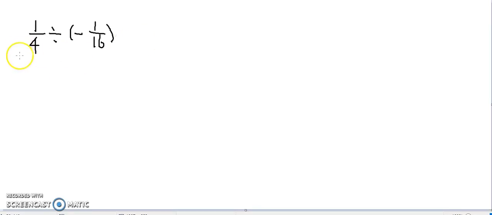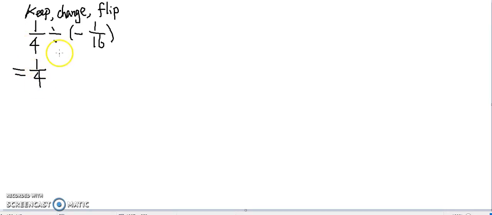So the rule is called keep, change, flip. So you will keep the first fraction and you will change the division sign to multiplication, and then you will flip the second fraction. So following the new order, we have the first fraction, you got to keep it. So let's write down 1/4. Make sure you don't flip the first fraction.